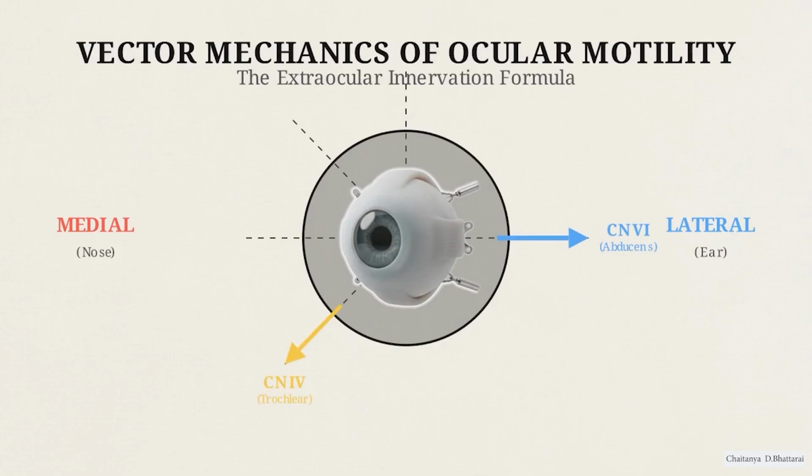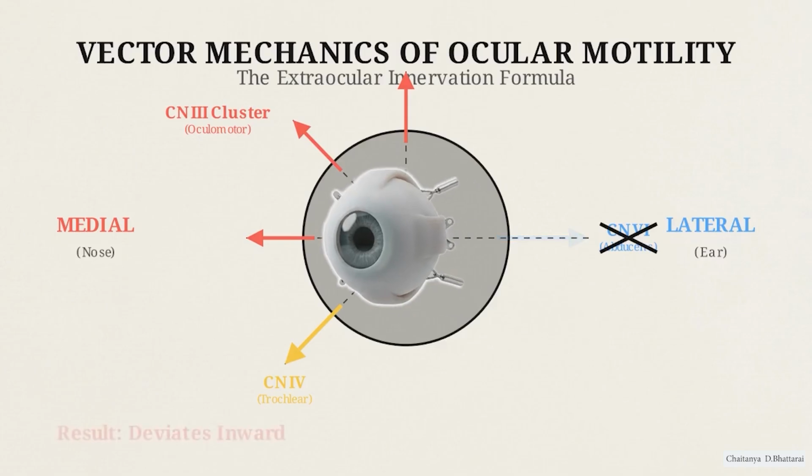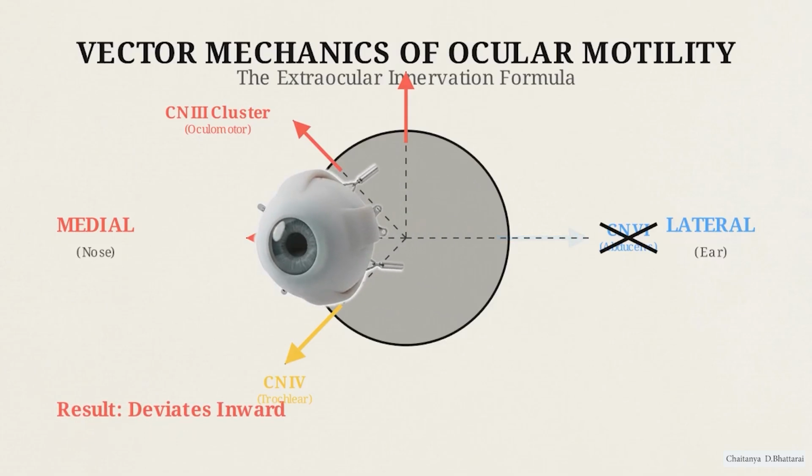The superior oblique is powered by cranial nerve 4, and the remaining cluster of ocular muscles is driven by cranial nerve 3. Watch what happens during a cranial nerve 6 or abducens palsy. The outward lateral rectus vector is lost, meaning the eyeball is relentlessly pulled inward by the unopposed medial tension.